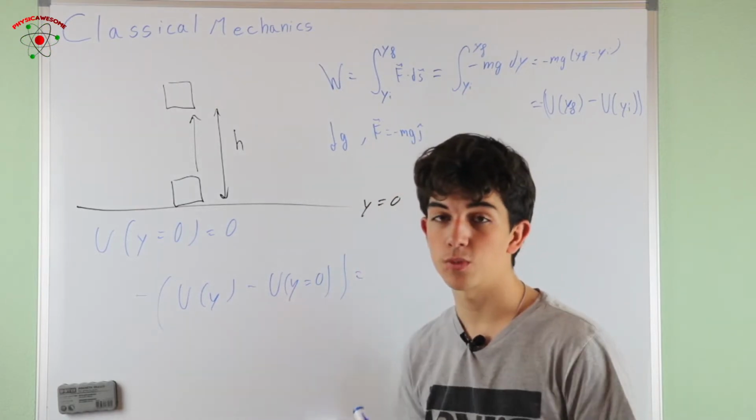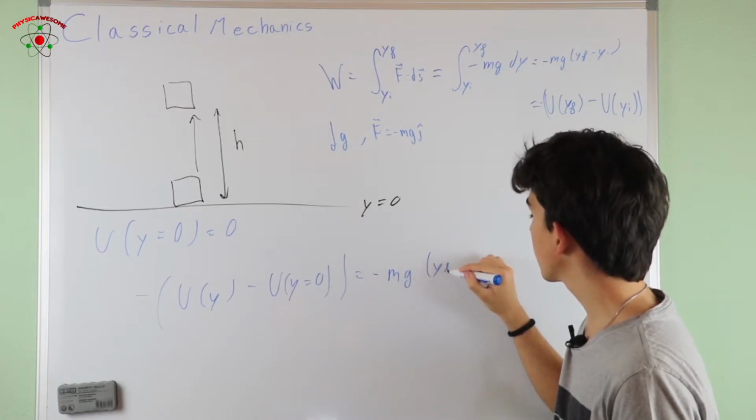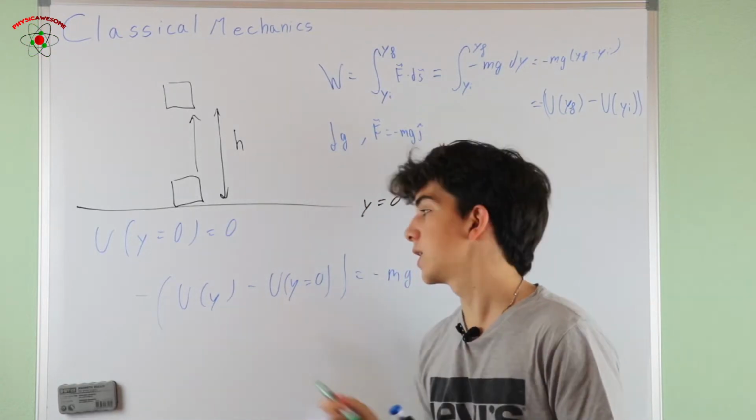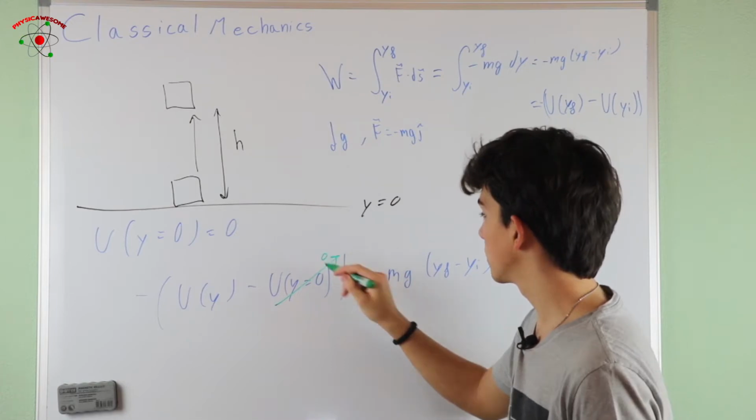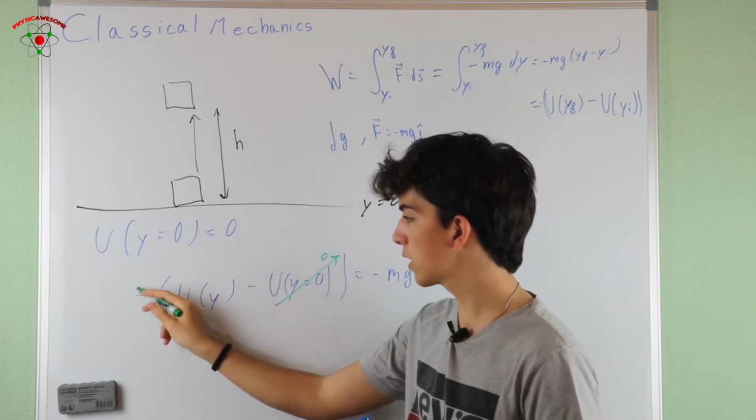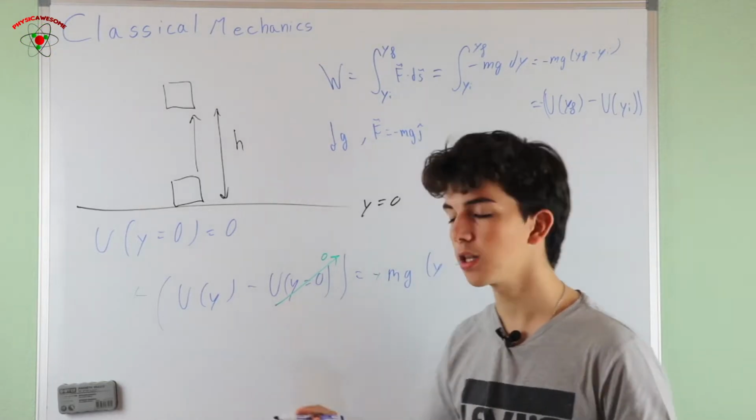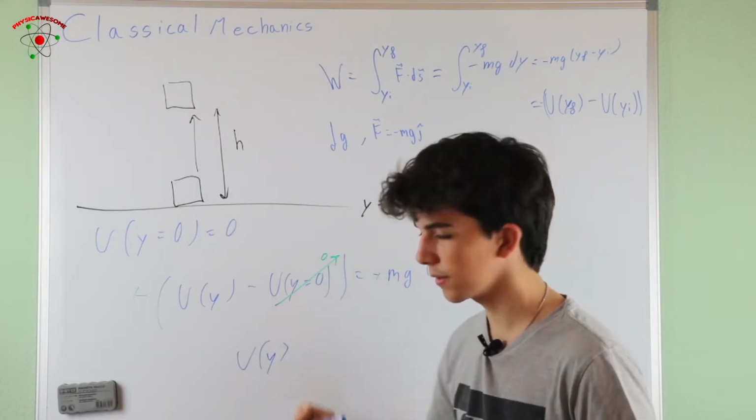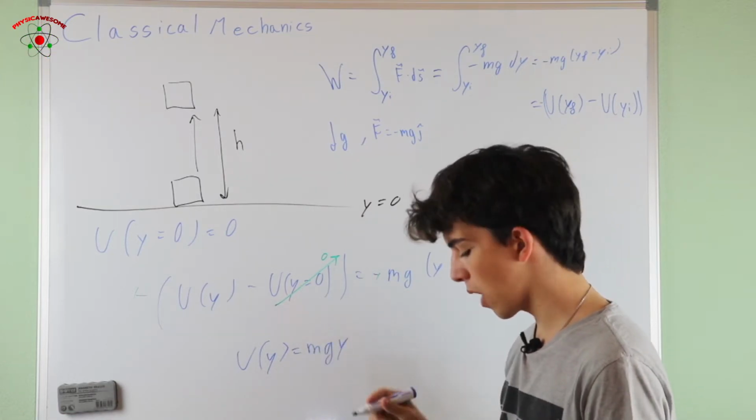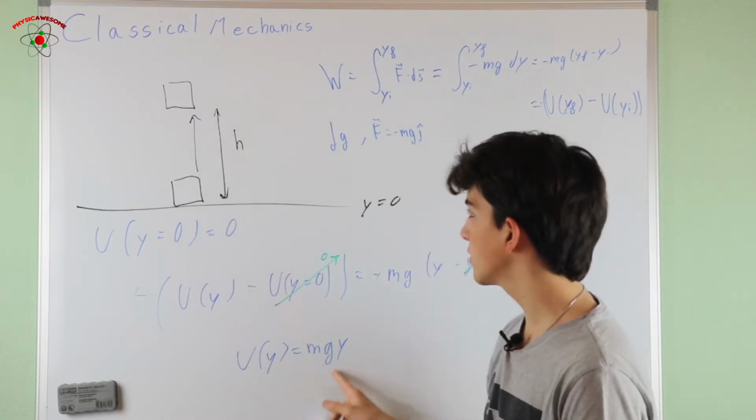It's equal to that expression over there, which is minus mg (yf minus yi). We have said y equals 0, so this is 0, this is y, and this is 0. We can cancel the minus signs over there, and we get that the potential energy Uy equals mgy. Therefore, the potential energy of that object would be mg times the height.